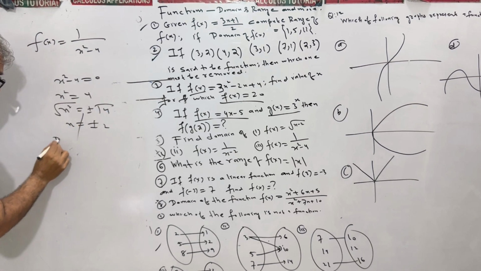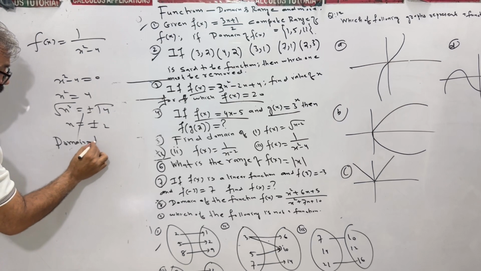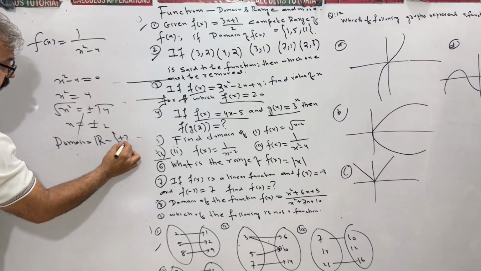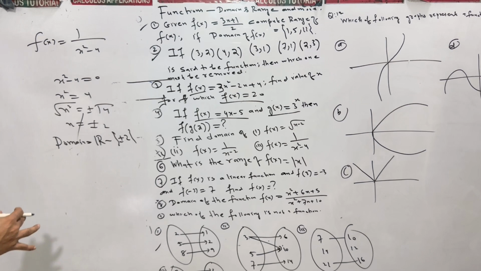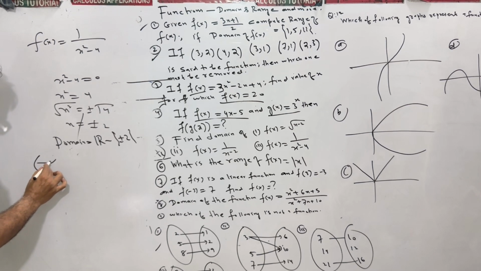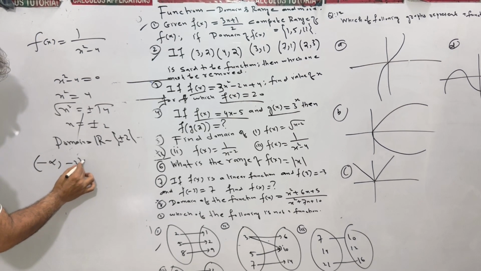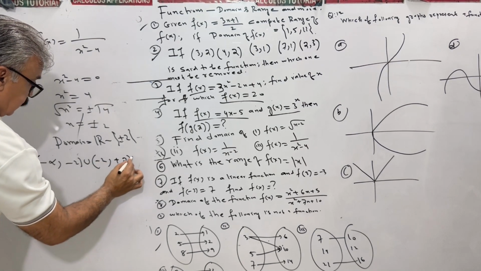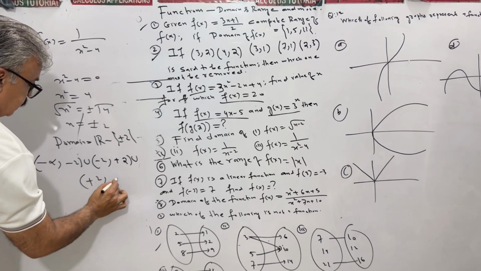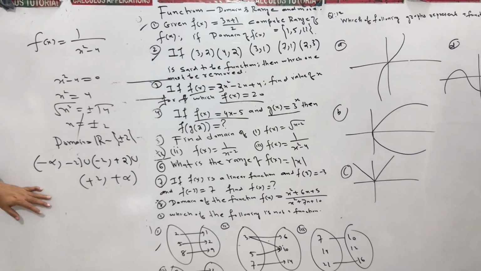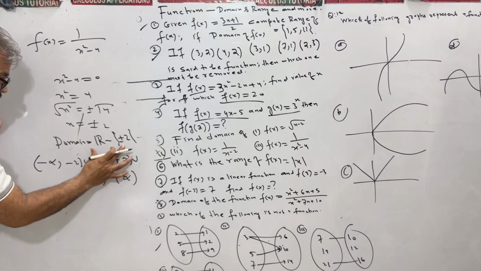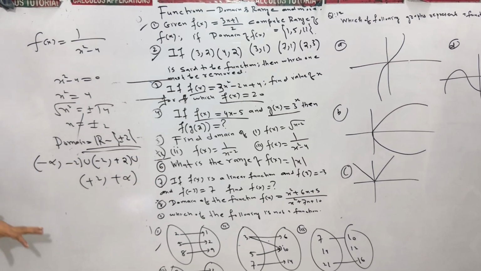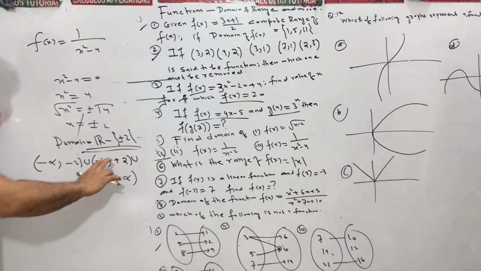So our domain is all real numbers excluding plus minus 2, or more mathematically one can write negative infinity to negative 2, union negative 2 to positive 2, union positive 2 to positive infinity. That is the mathematical way to write it. Otherwise the first form is suitable. It's a simple one, everybody can understand it. Keeping life simple, that's the option.